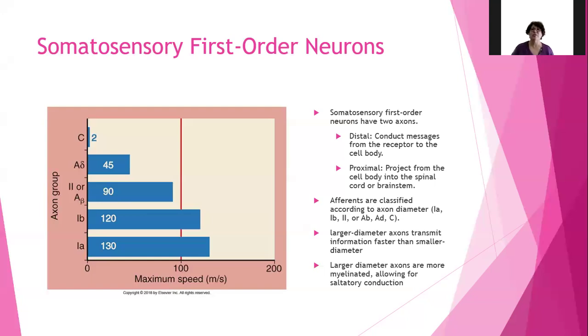Larger diameter axons transmit information faster than smaller diameter. We know that. We've talked about that before. Larger diameter axons are more myelinated and they allow for saltatory conduction. And so that is also a factor in faster transmission. So we've talked about the A betas and the A deltas and the C fibers before with regard to modalities and pain management. And then we'll talk about the other ones and their role in what happens later.